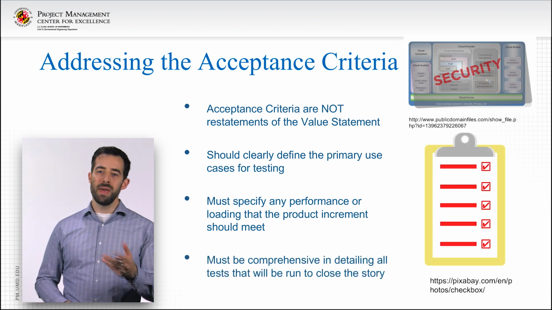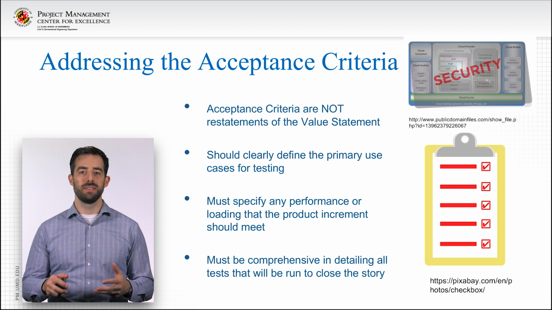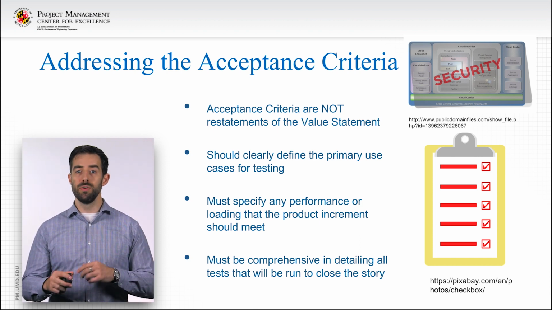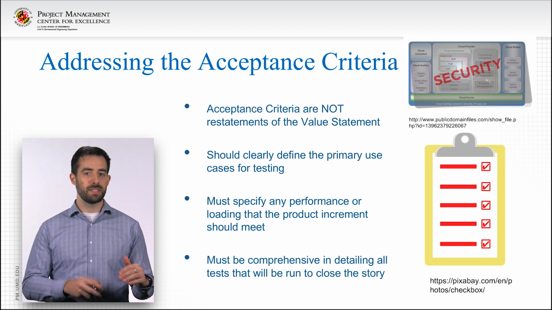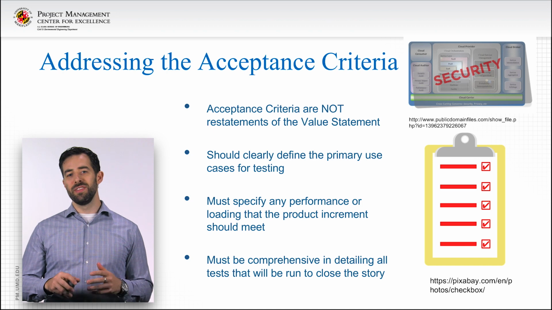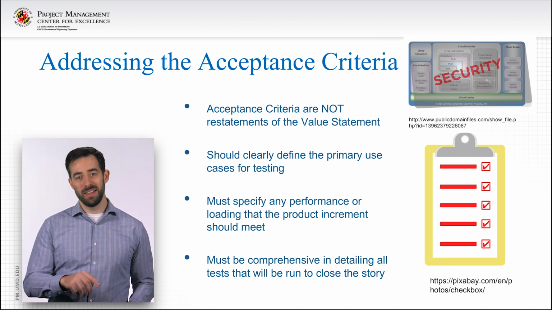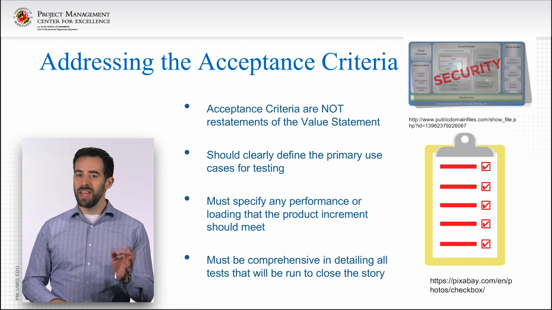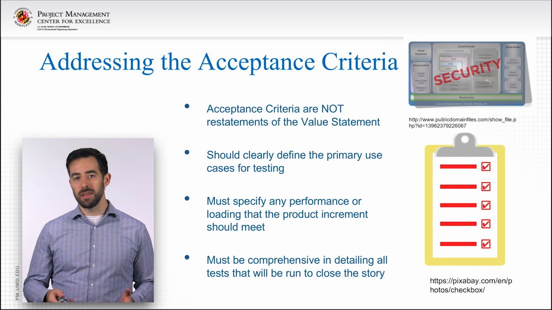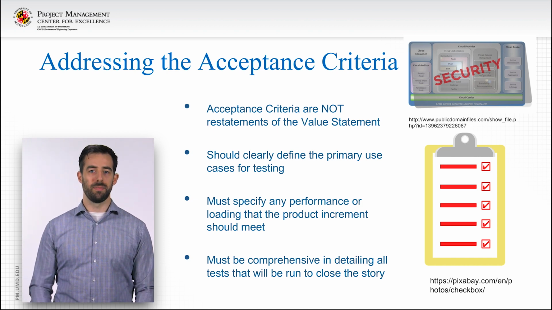And fourth, make sure the acceptance criteria are comprehensive in detailing all tests that will be run to close the story. More is better in this case because it removes ambiguity from requirements, testing, and development. Finally, it's important to note that all user stories should be modular in testing as well as development and definition. Don't create dependencies where those dependencies don't need to exist. If written correctly, acceptance criteria should have no dependencies on other stories whatsoever.